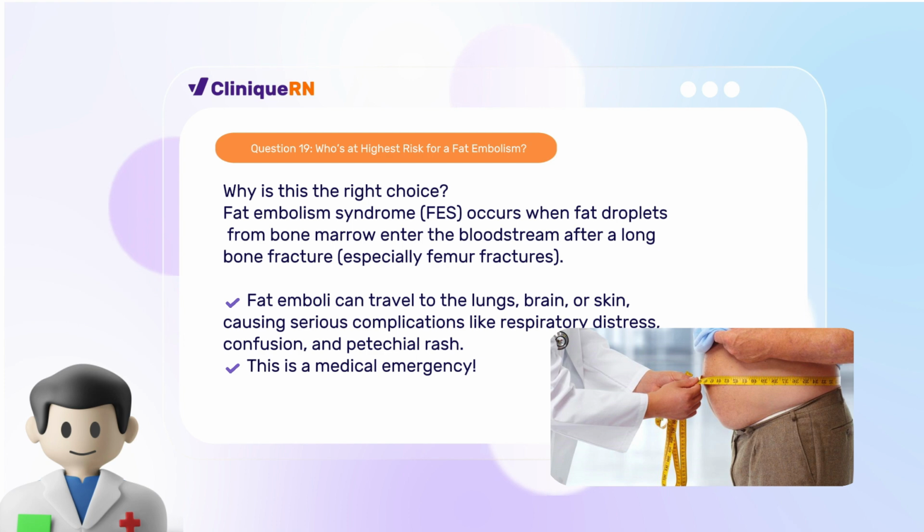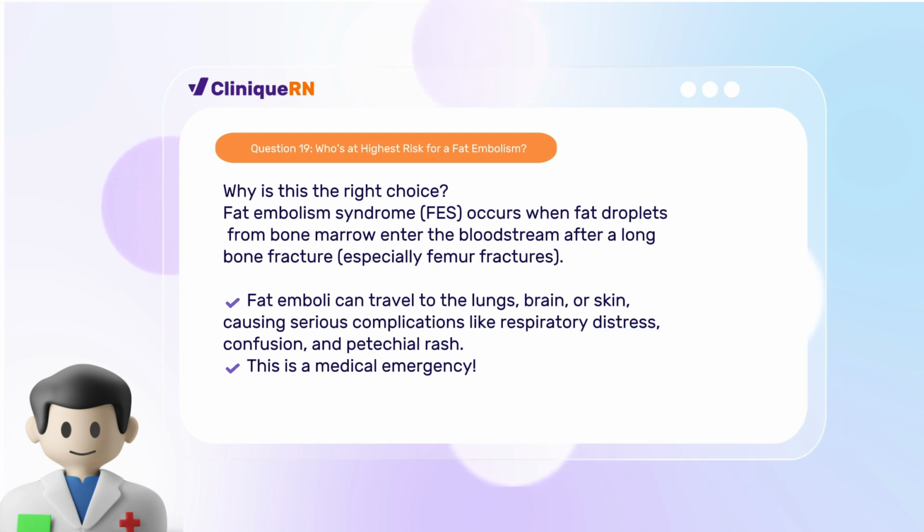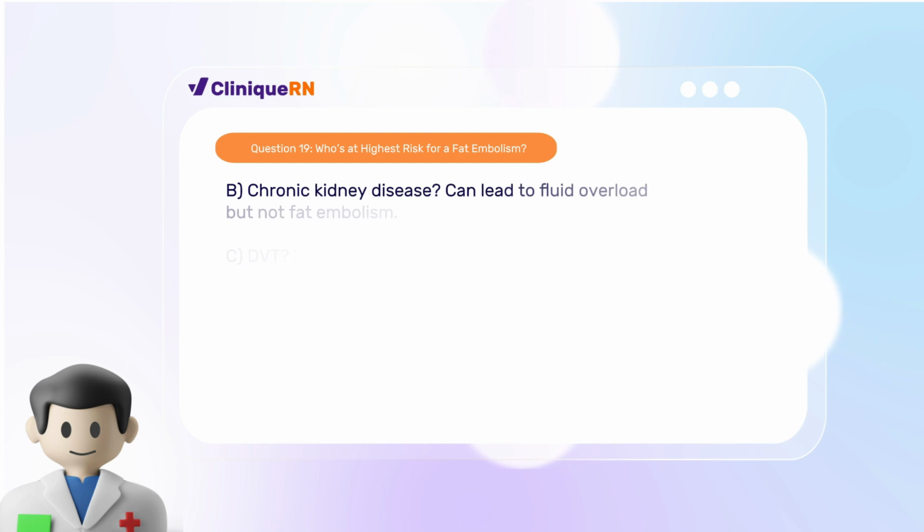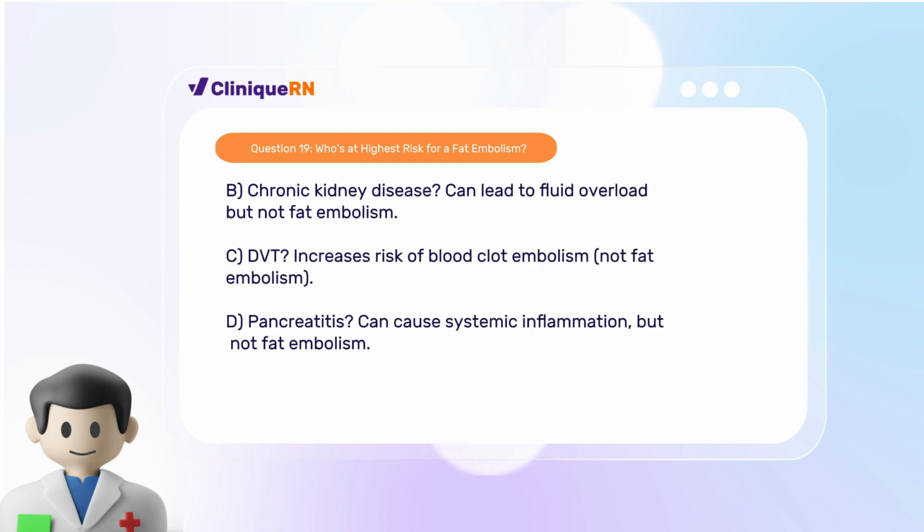Fat emboli can travel to the lungs, brain, or skin, causing serious complications like respiratory distress, confusion, and petechial rash. This is a medical emergency. Why not the other choices? B. Chronic kidney disease. Can lead to fluid overload, but not fat embolism. C. DVT. Increases risk of blood clot embolism, not fat embolism. D. Pancreatitis. Can cause systemic inflammation, but not fat embolism.